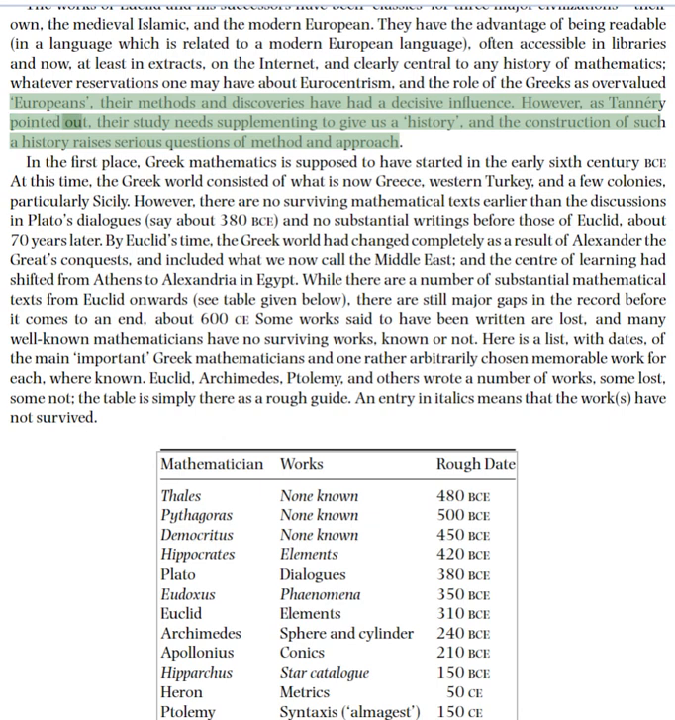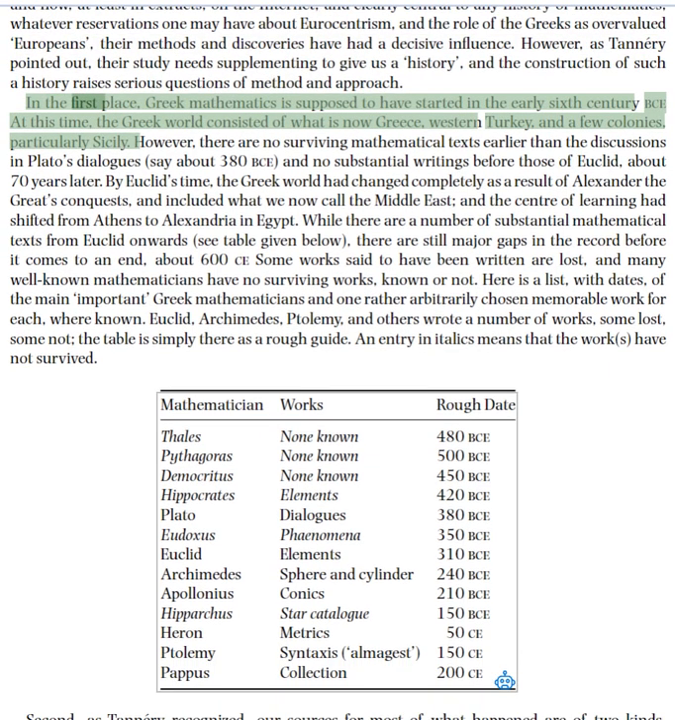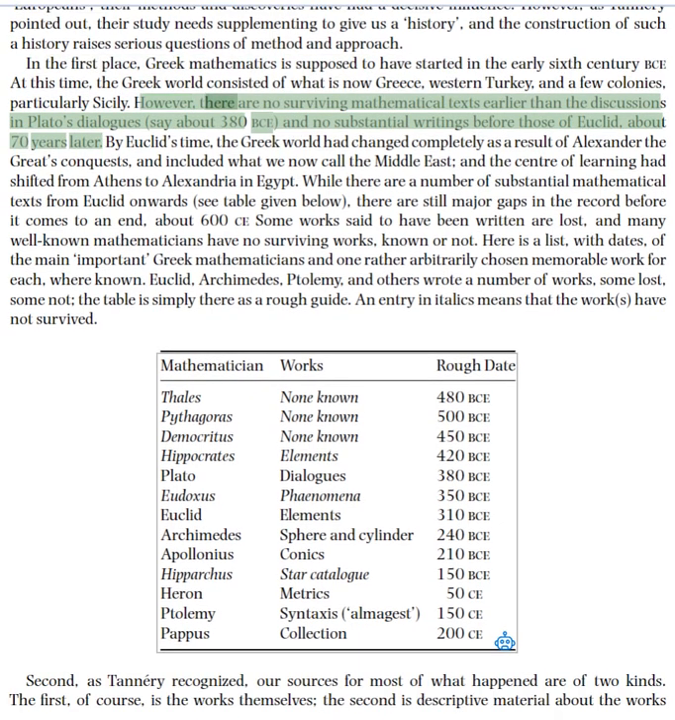However, as Tannery pointed out, their study needs supplementing to give us a history, and the construction of such a history raises serious questions of method and approach. In the first place, Greek mathematics is supposed to have started in the early 6th century BCE. At this time, the Greek world consisted of what is now Greece, western Turkey, and a few colonies, particularly Sicily. However, there are no surviving mathematical texts earlier than the discussions in Plato's dialogues, and no substantial writings before those of Euclid, about 70 years later.